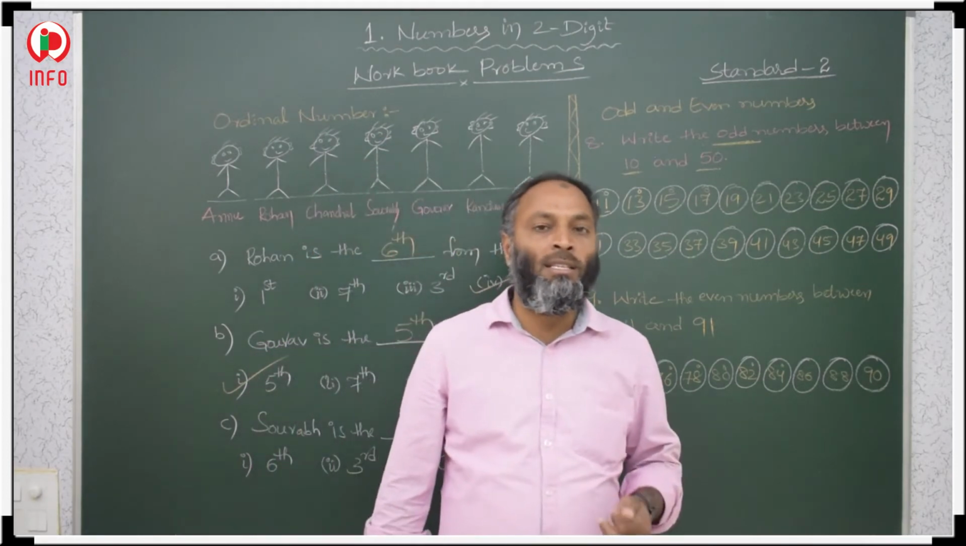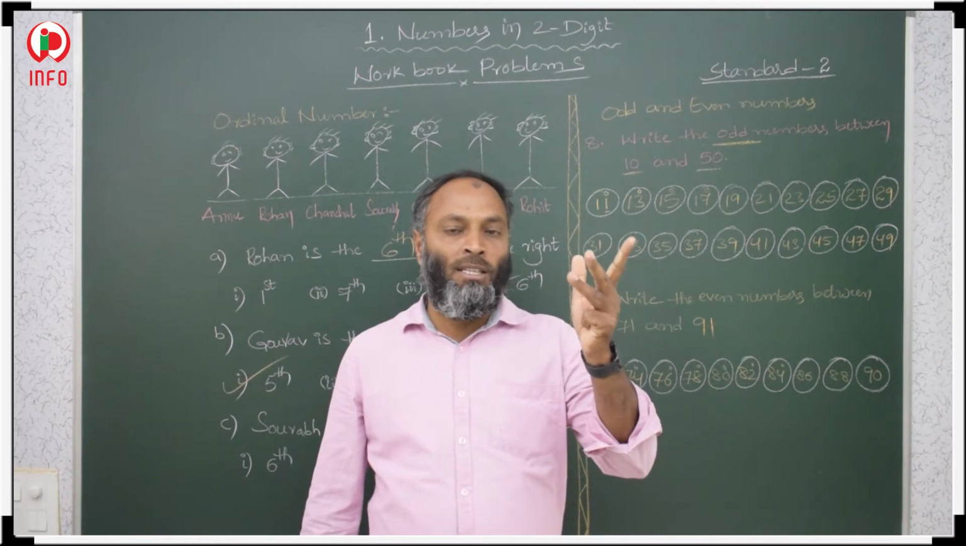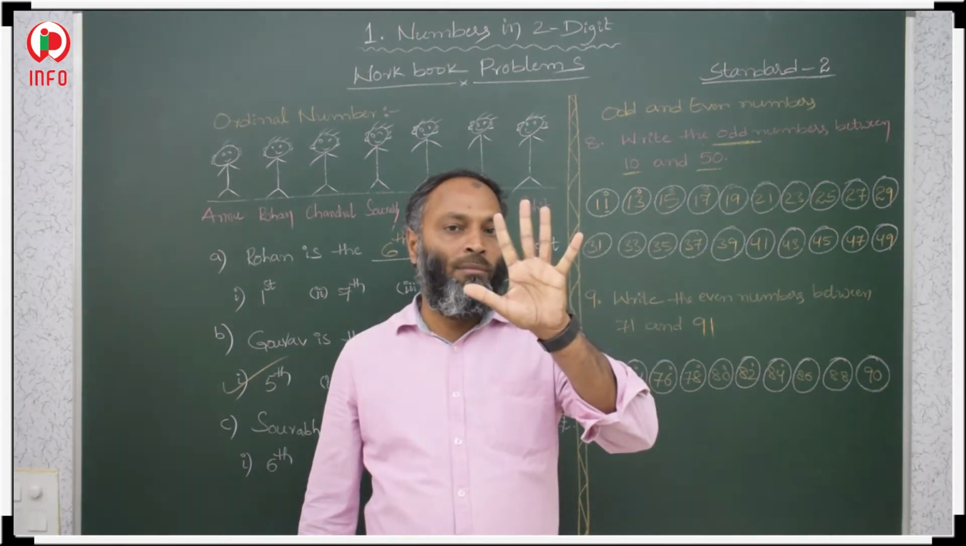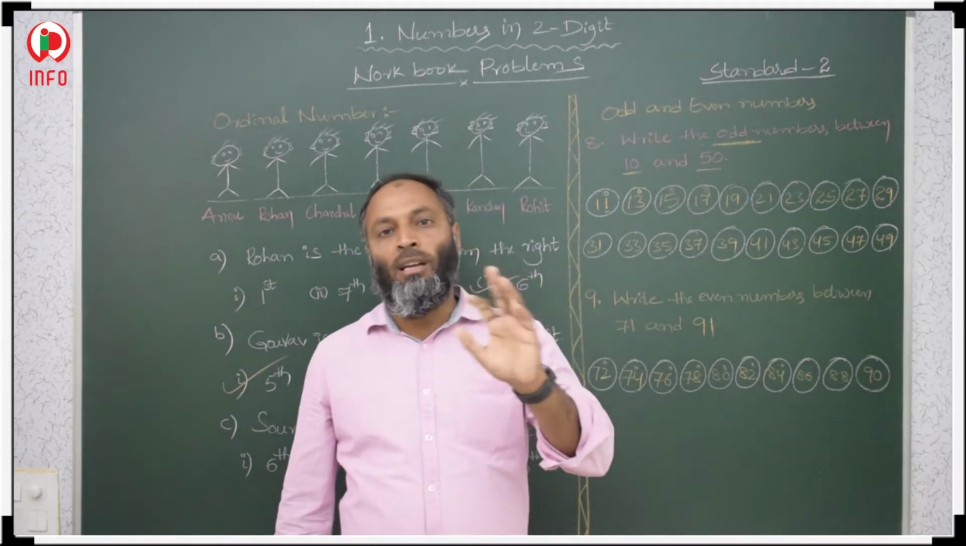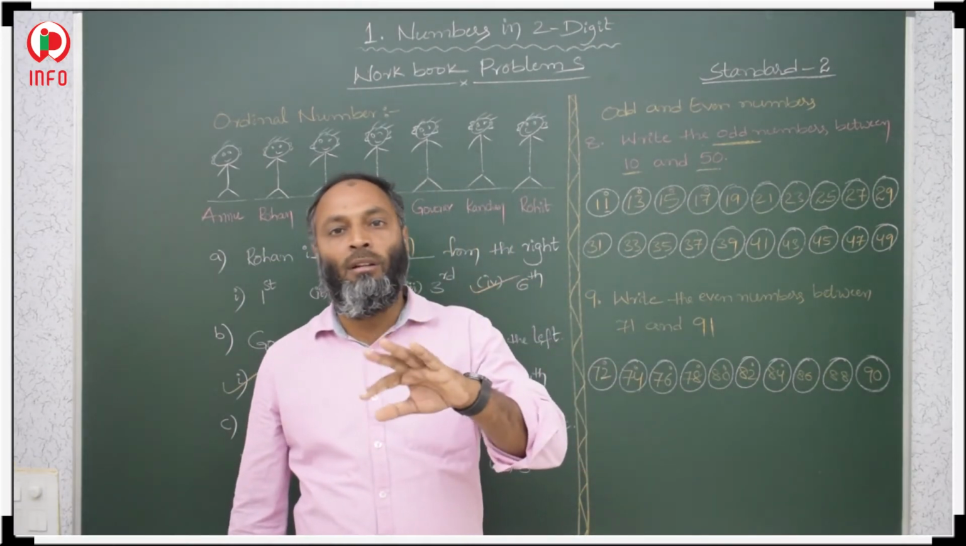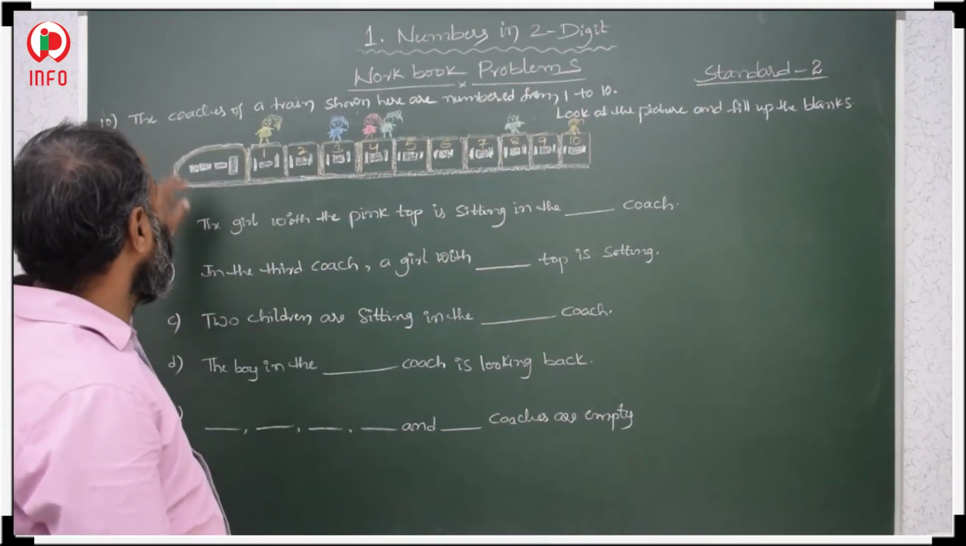Then other than this, which numbers? 1, 3, 5, 7, 9. If these 5 numbers come in the unit place, means ones place, then the number is odd. This is the difference between even numbers and odd numbers. Okay?